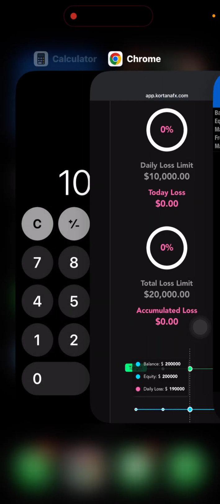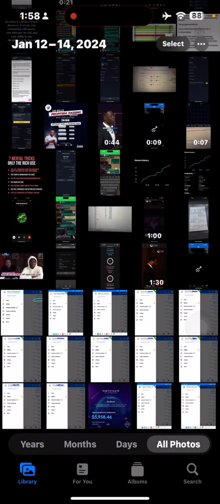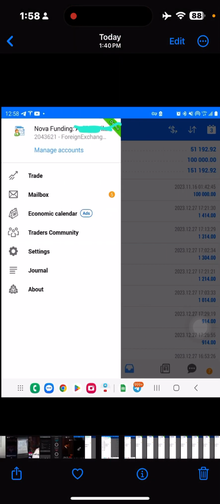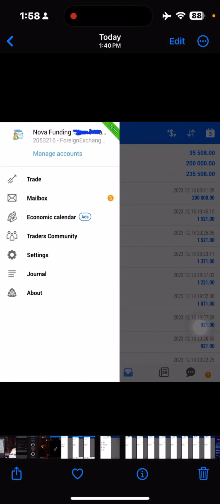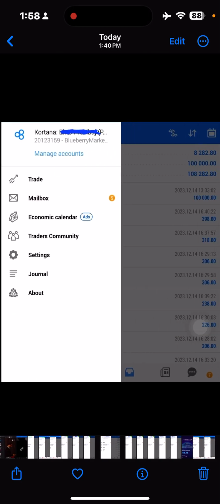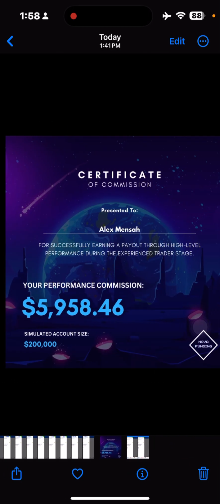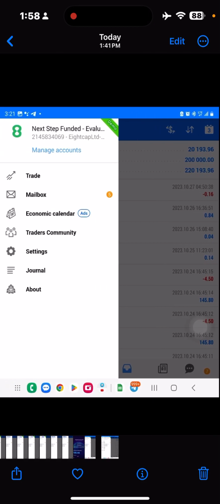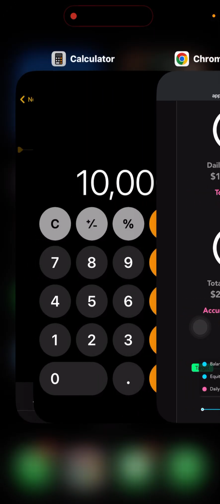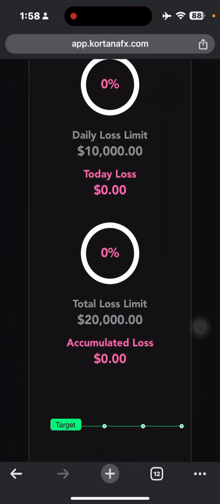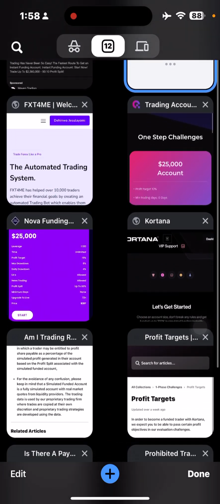And we have other accounts that we have been able to pass. This is one, this is second, and so on. So we have a series of accounts that we've been able to pass for our clients. What we really want is for you to understand how a prop firm actually works.